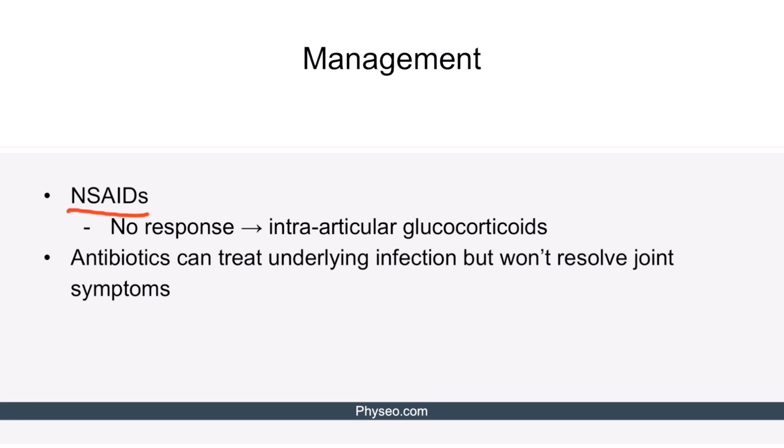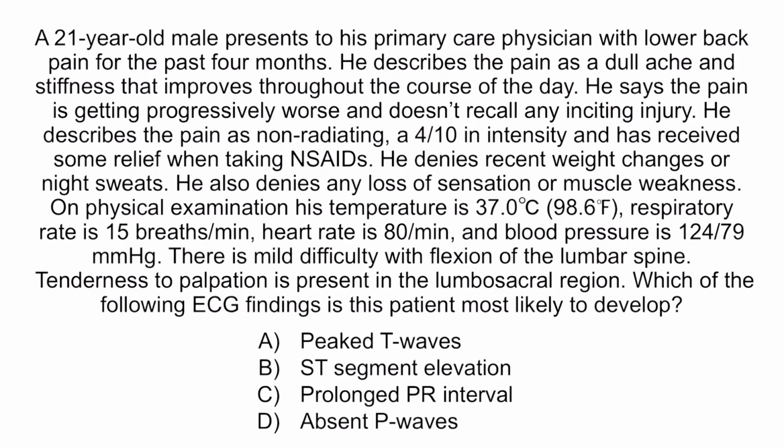Now NSAIDs are first-line therapy for reactive arthritis. If the patient doesn't respond well to these, intra-articular glucocorticoids may be administered. Now it may be tempting to offer antibiotics to these patients. While certain circumstances may warrant this in treating the underlying infection, antibiotics won't resolve the joint symptoms associated with reactive arthritis. Okay, now let's wrap up with one board-style question.